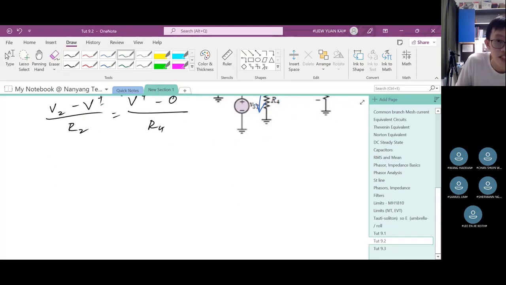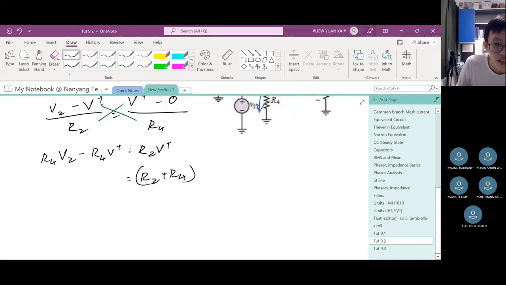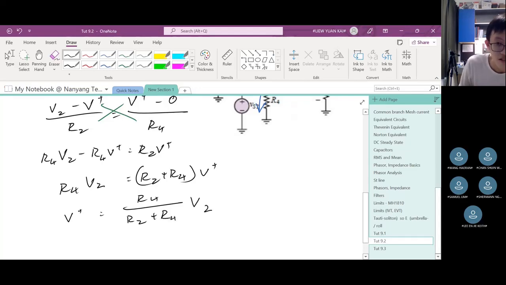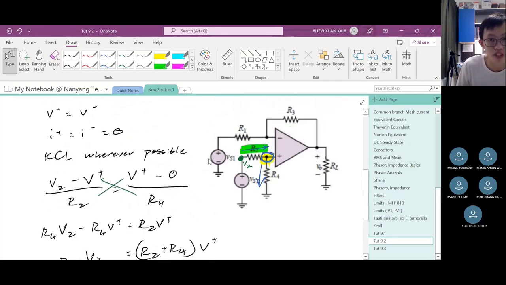So cross multiply, and we should get R4 V2 minus R4 V plus equal to R2 V plus. Collect all the V plus terms together, so R2 plus R4 times V plus. I straight away factorize it out. R4 V2 is still this side. Make V plus the subject, you should get R4 over R2 plus R4, times V2. So this is your expression for V plus.